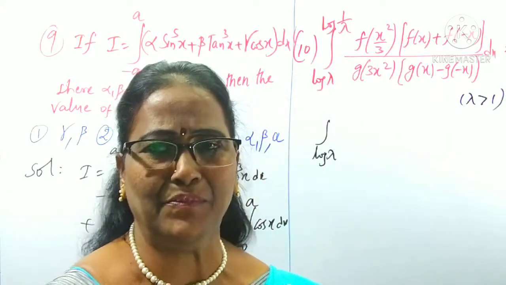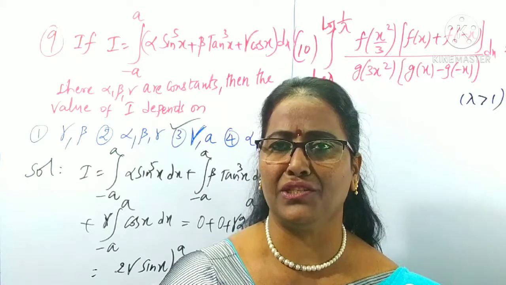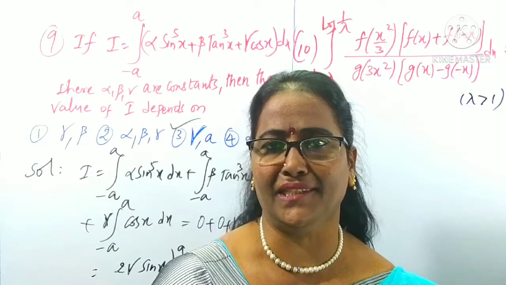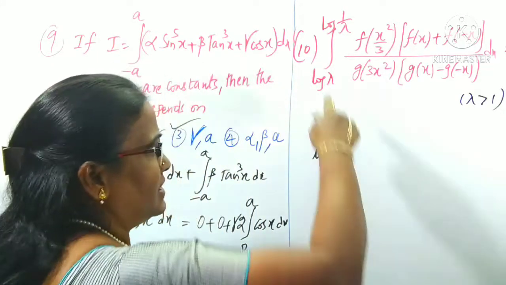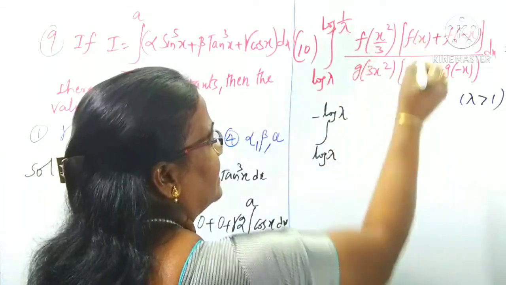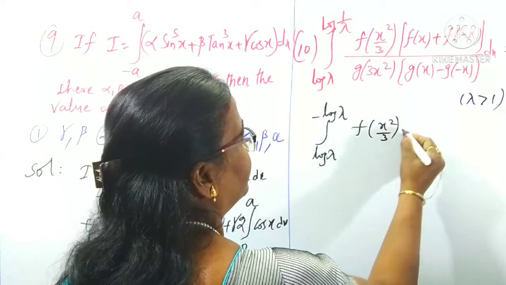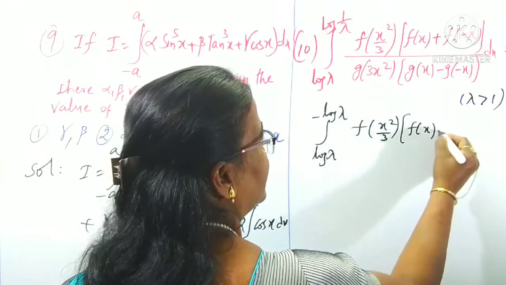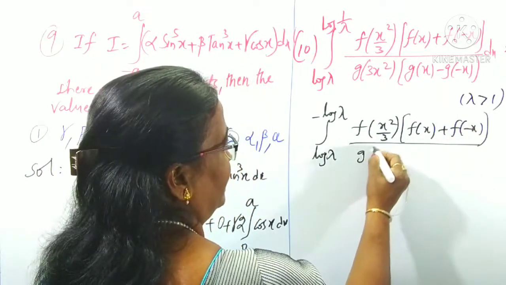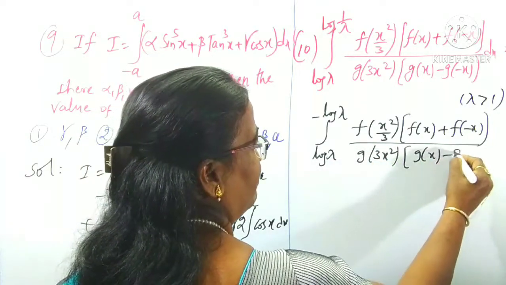All these are the simple applications you know already. Those also we have to use, that is logarithmic applications, trigonometric applications. All those are useful in case of integrations, right? You know, log 1 by lambda we can write as minus log lambda. These functions as they are, I am writing: minus x square by 3 f of x plus f of minus x upon g of 3x square, and g of x minus g of minus x, right?